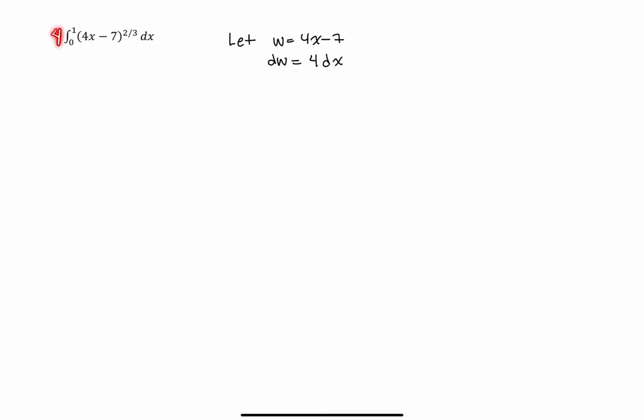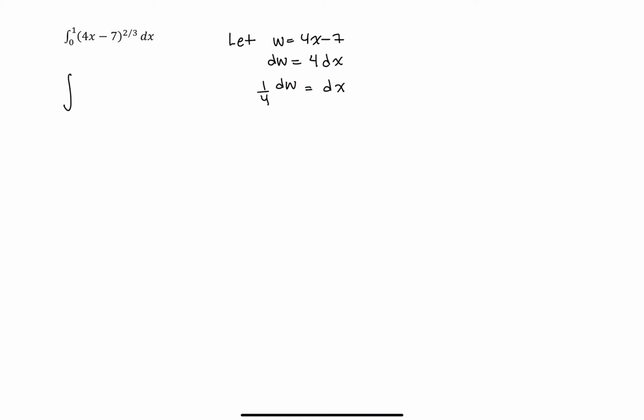Now I don't have an extra 4 out here, so I'm going to have to replace this. What I mean is I have a simple straightforward dx. I don't have 4 dx by itself here, but if I divide both sides by 4, or that is multiply both sides by 1/4, I end up with 1/4 dw equals dx. Do you see how now we have a matching dx? This tells me that dx is the same thing as 1/4 dw.